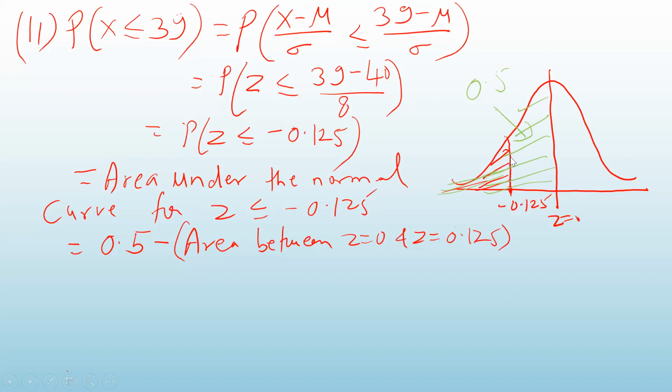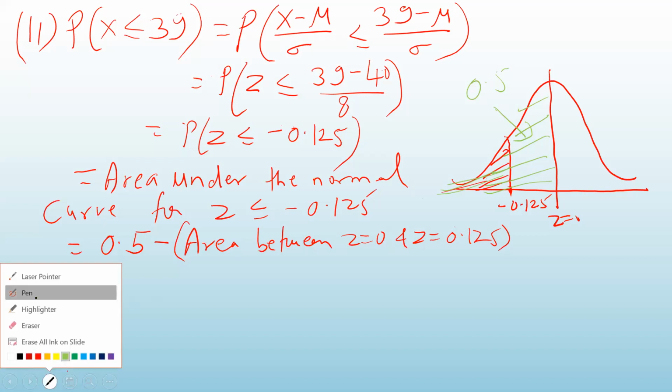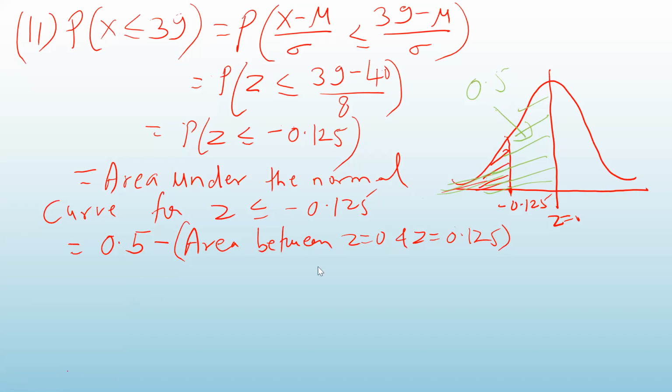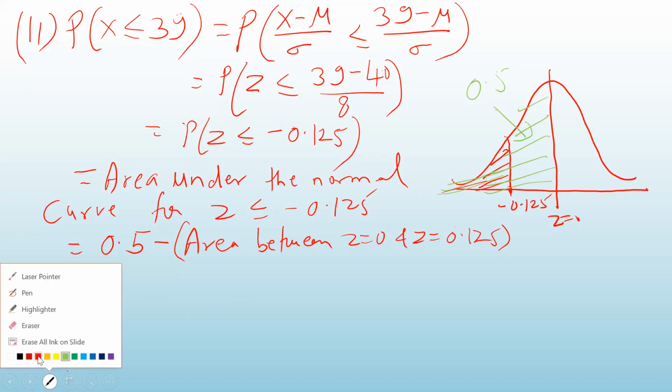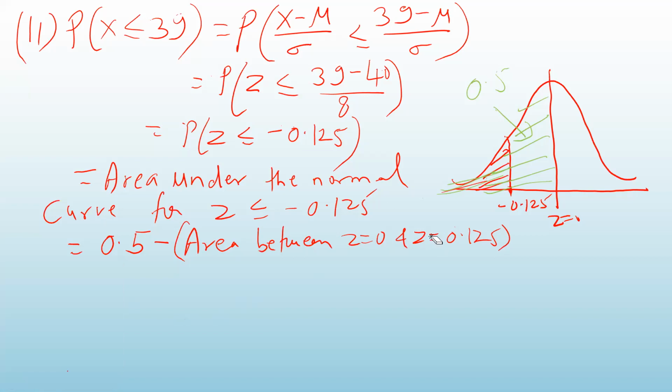And I want the area to the left side of 0.125. So from this entire area 0.5, if I subtract the area between z equal to 0 and z equal to minus 0.125, I will get this area. So the area between z equal to 0 and z equal to minus 0.125. It is not plus, it is minus.